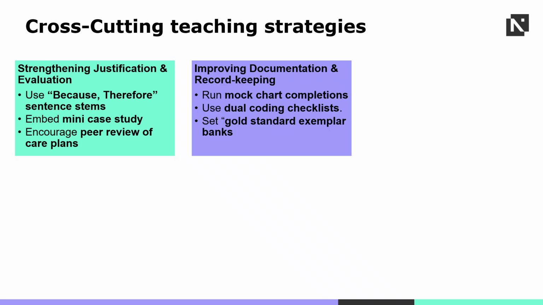Number 2, improving documentation and record keeping. Run mock chart completions with deliberate errors for learners to spot missing units, dates, signatures. Use dual coding checklists such as icon and word prompts for vital signs, risk assessment or therapy notes. Set gold standard exemplar banks side by side with students' attempt for comparison.